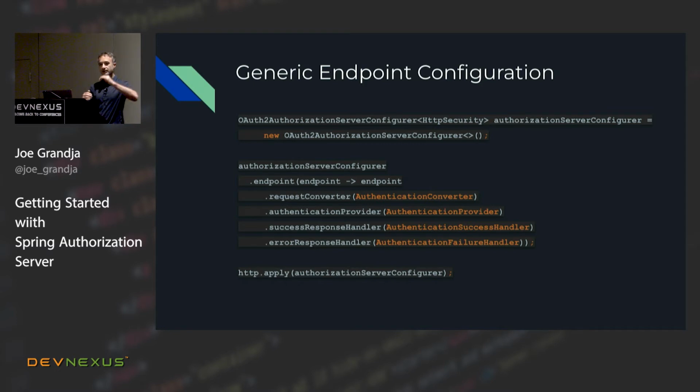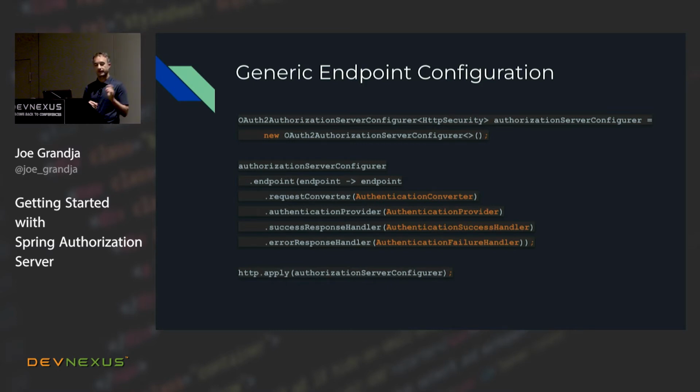So a request comes in, right? It comes into the Spring Security filter chain. Then there are authentication converters. That's the first step in the processing pipeline, the pre-processing stage. The authentication converter takes an HTTP servlet request and converts it to an authentication instance. So let's use a concrete example. We'll talk about client authentication.